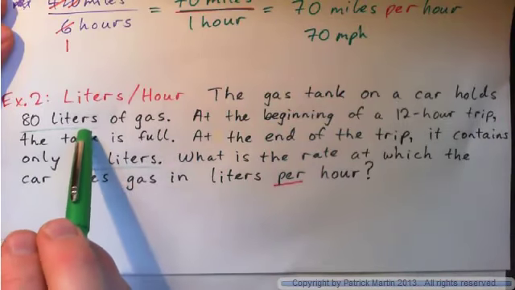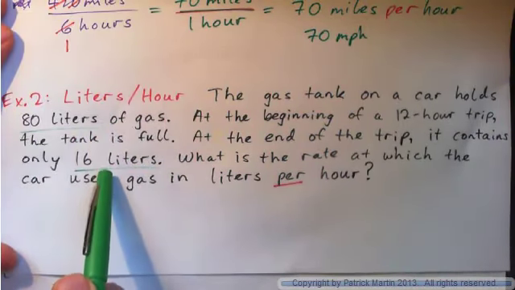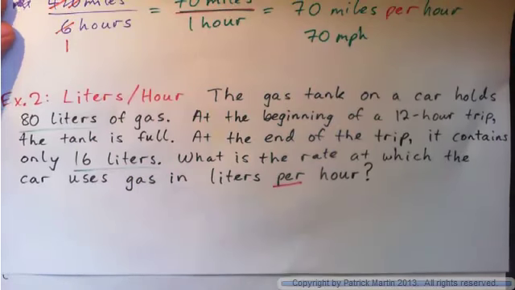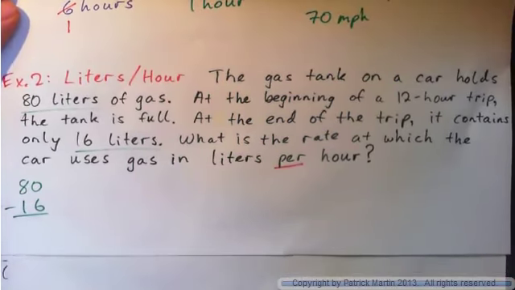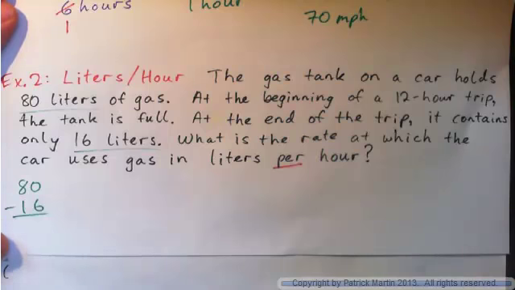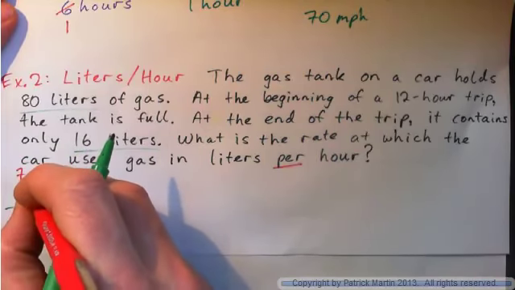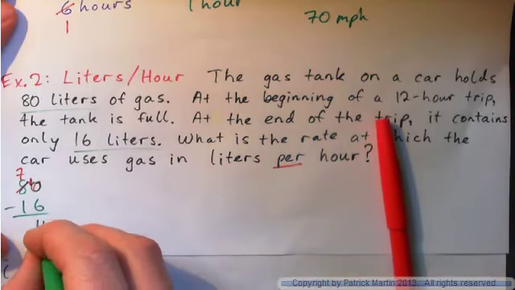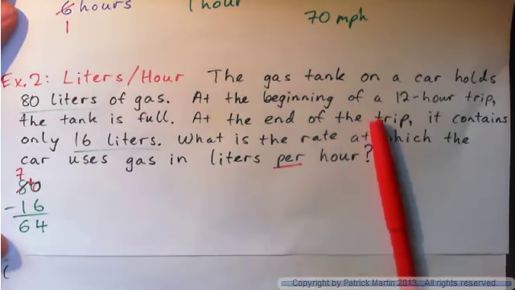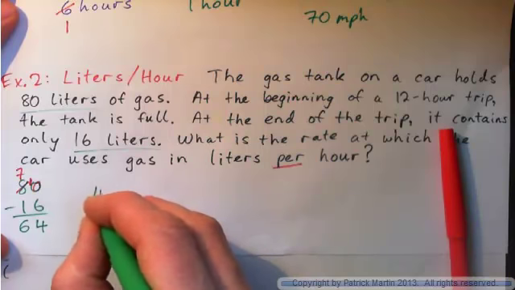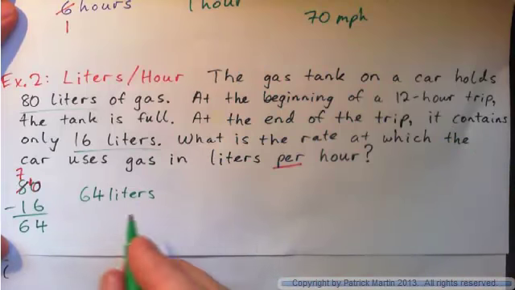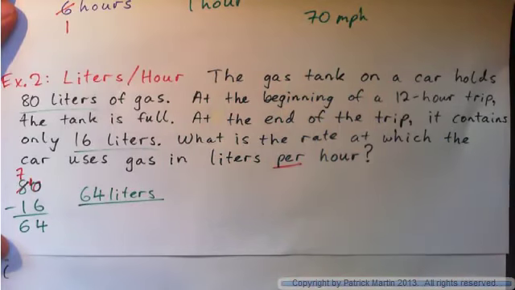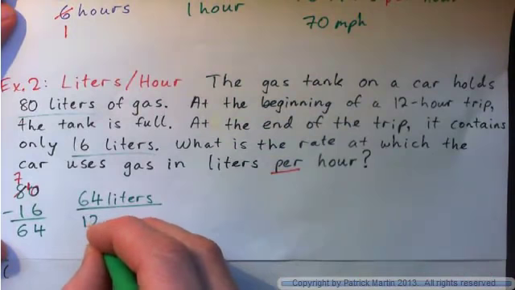You start with 80 liters. You're left with 16, so you've got to figure out how many were used up. How do we do that? 80 subtract 16, right? So we borrow, that becomes a 7, and this is a 10, so 10 minus 6 is 4, 7 minus 1 is 6. So we used up 64 liters. And it's per hour, so how many hours? For every 12 hours.